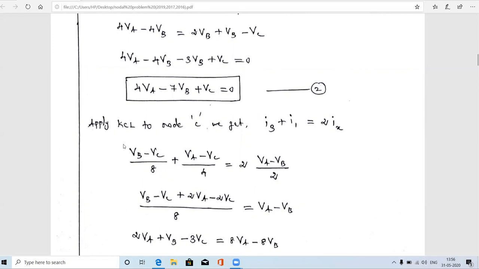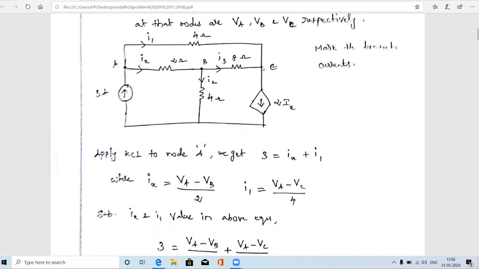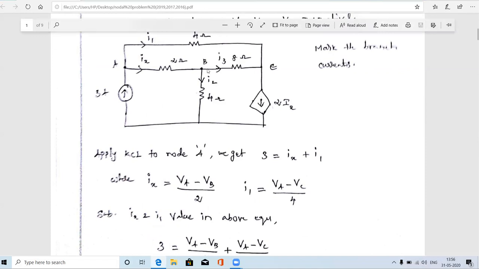Similarly, we have to apply KCL to node C. This is node C. For this node C, what are the currents? This I1 current is an incoming current. Then I3 is also an incoming current.